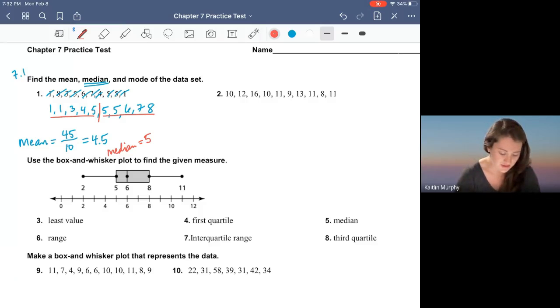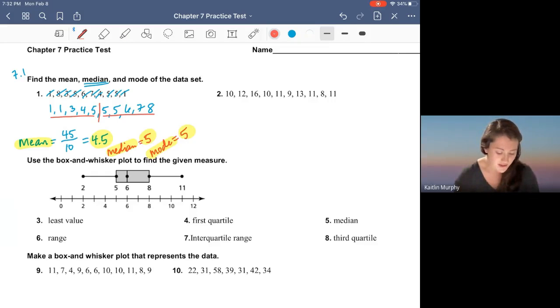And then the mode is just the number that appears the most. And in this case, it is 5. Remember, it is possible to have no mode, so just be careful there. So we got our mean was 4.5, our median is 5, and our mode is 5 on number 1. Okay, hopefully you got that.